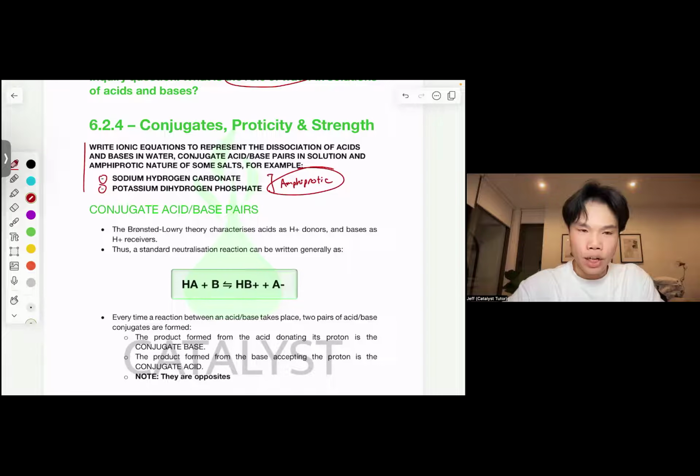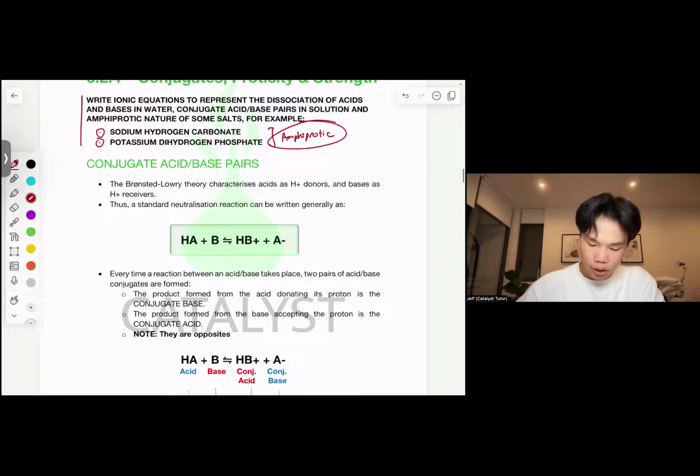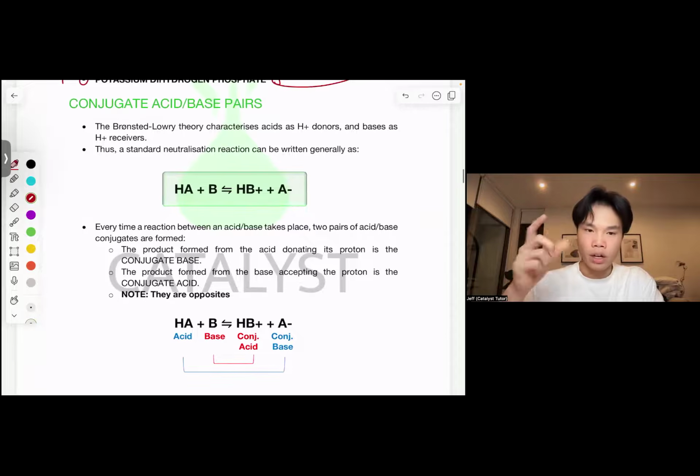Do not show it reacting with water because water is amphiprotic too. That's not a proof of amphiprotism as strongly as doing it with H3O plus and OH minus. Okay. Acid and base pairs, as we said before, it's a difference of 1 hydrogen is how you determine.